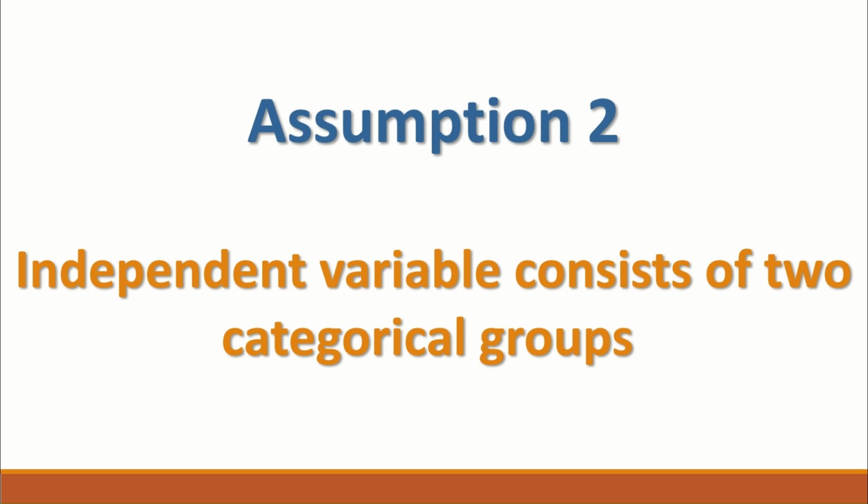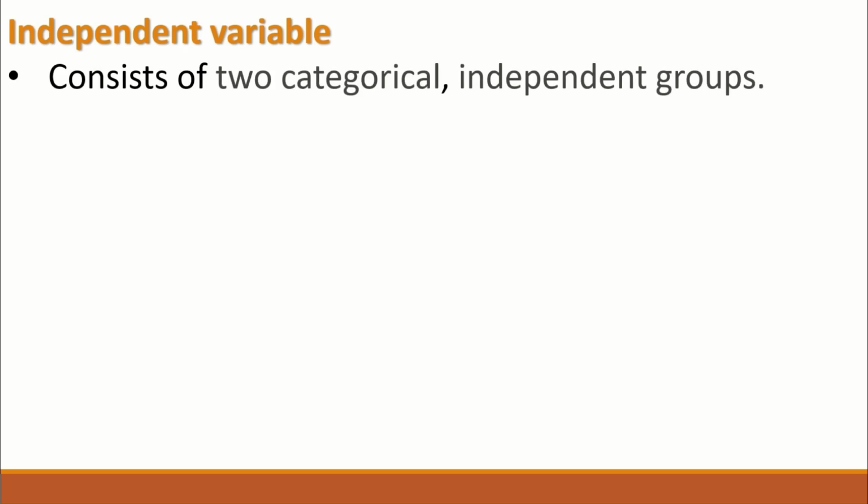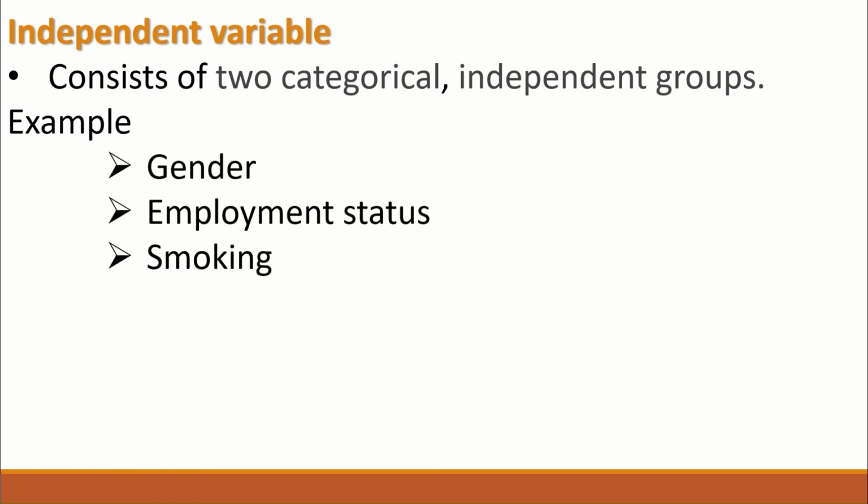The second assumption is that the independent variable consists of 2 categorical groups. So there should be 2 categorical groups. They are unpaired, independent. Examples: gender, male or female; employment status, employed or unemployed; smoking, smoker or non-smoker.